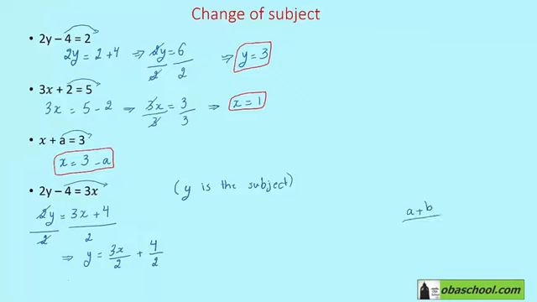Now let's even make this equation a bit simpler. And there you go, there's the rule. A plus b over c is the same thing as a over c plus b over c. And now let's move on. We have y equal 3x over 2 plus 4 over 2. So y equal to 3 over 2x plus 4 over 2, which is 2. And that would be the solution of y.